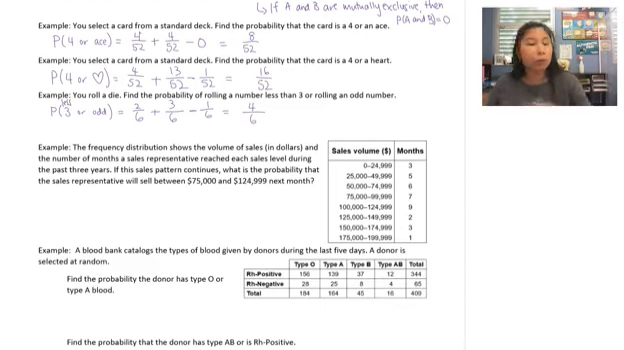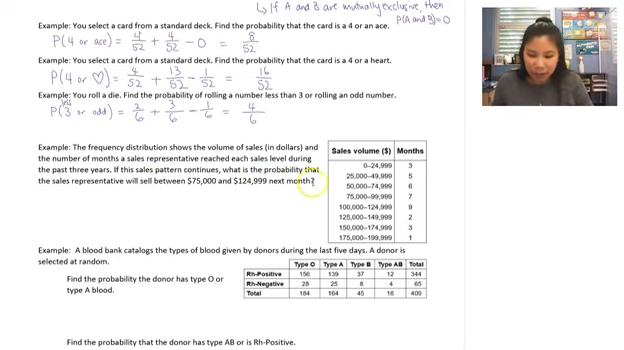Okay, another example using the same formula. So this time we have a frequency distribution. So still finding probabilities, just trying to give you different scenarios when it could happen. So the frequency distribution shows the volume of sales. Remember, frequency distribution is just us listing out the different numbers, the ranges of numbers, and how many times it occurs. So the frequency is the months. So we're looking at the volume of sales and the number of months a sales representative reached each sales level during the past 3 years. If this sales pattern continues, what is the probability that the sales representative will sell between $75,000 and $124,999 next month?